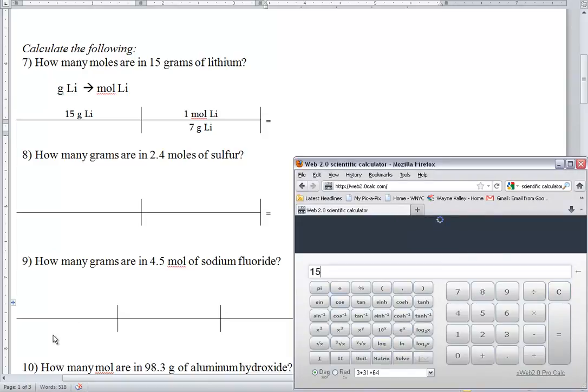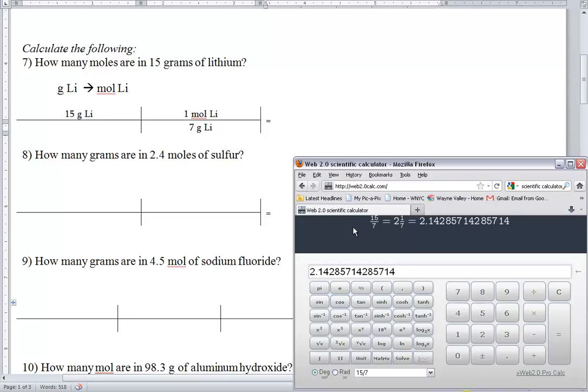Clear all this. 15. Number here underneath, we don't have anything written. We understand it to be 1, so we can skip that. Multiply by the top number, which is 1, so we can skip that. Divide by the bottom number, which is 7. So 15 divided by 7 equals 2.14287, and so on. This conversion factor has an infinite number of significant figures, so we look back at our given.